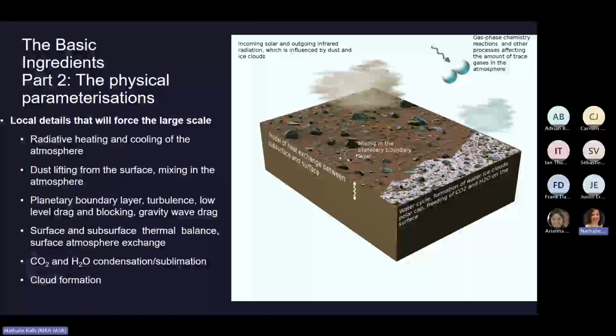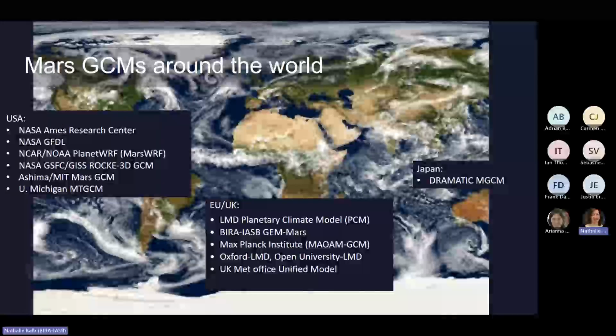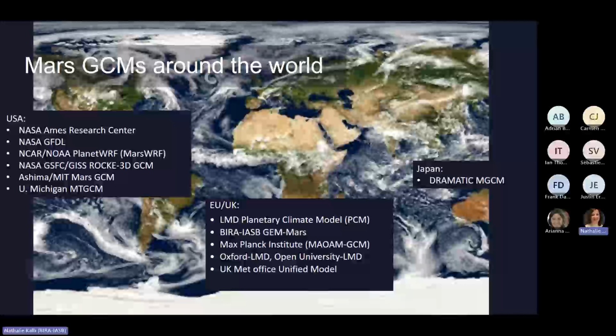Okay, so those are the basic ingredients of a GCM. Just to give you an overview of how many there are. I hope I've got them all, but maybe I might have missed some. And some people from GFDL went to Ames. And so in the US, NASA has models, NCAR has models, Mars WRF, another NASA group has a fairly new one. There's MIT Mars GCM. This is kind of upper atmosphere, and then yeah.